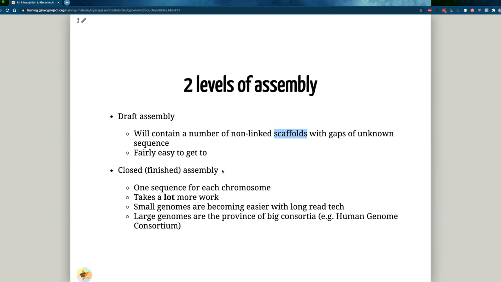But closing or finishing an assembly, we want one sequence for each chromosome instead of a bunch of scaffolds. It takes a lot more work because we need to look at each gap individually. We need to figure out what goes in each of these gaps. Small genomes are becoming much easier to do. So we can do a whole bacterium now, and we can almost guarantee we're going to get a closed genome out of it at the end with long read technologies, using Oxford Nanopore or PacBio or one of the other long read technologies. Large genomes like the human genome are much more difficult. Even with long read technologies, it's still not easy, and it's still very expensive, and still the province of consortiums, for example, the Human Genome Consortium.